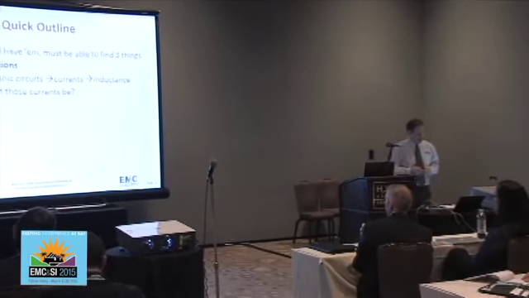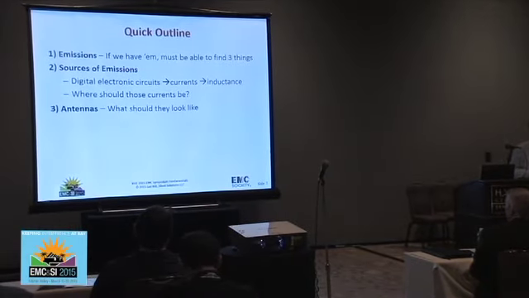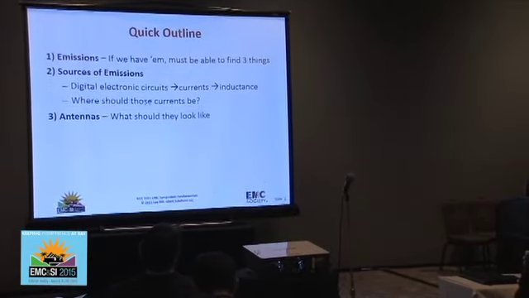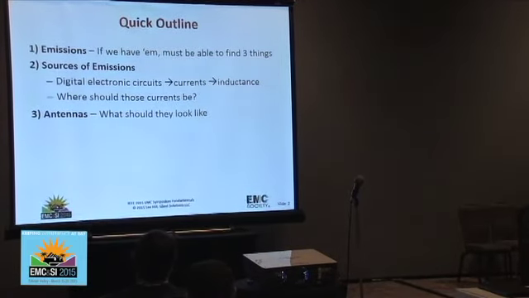A quick outline. We're going to talk about emissions. That was the topic for today. If you have radiated emissions in particular, you have to be able to find three things. If you're troubleshooting a radiated emissions problem, you need to be able to find at least one of those three things to start off with. We'll talk about that in a second. We need to obviously find a source. Digital electronic circuits are our favorite source of radiated emissions. They'll have some currents. Often they'll be flowing through an inductance we don't see on the schematic, and that leads to a connection to an antenna. So we actually need a source, a path, and an antenna for radiated emissions.